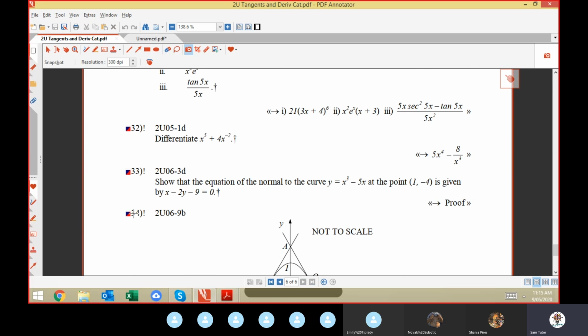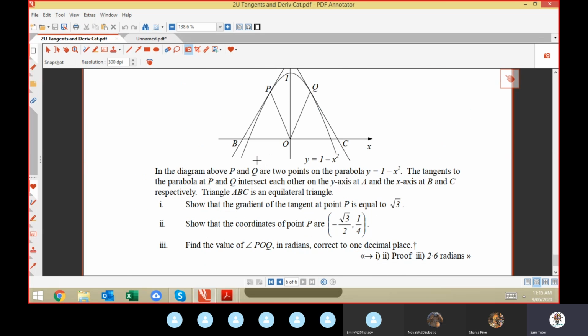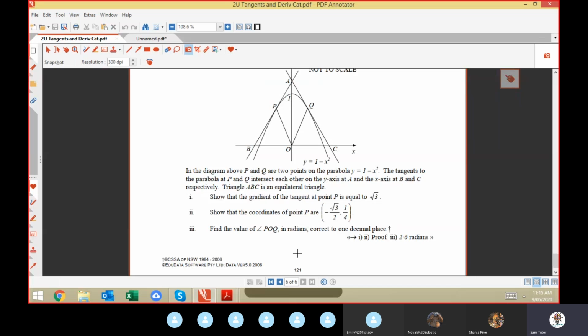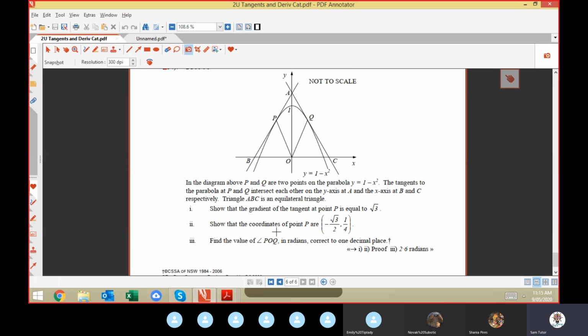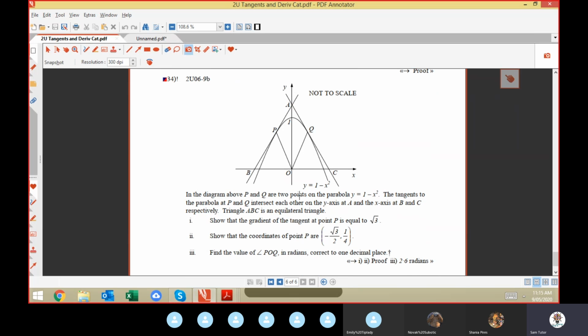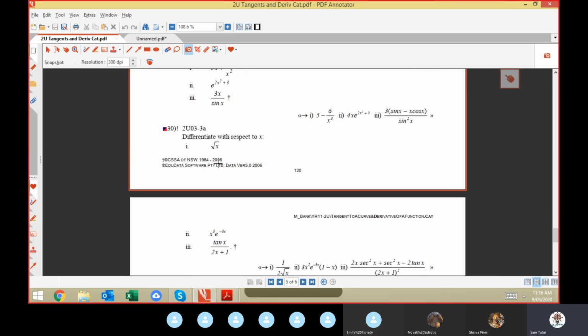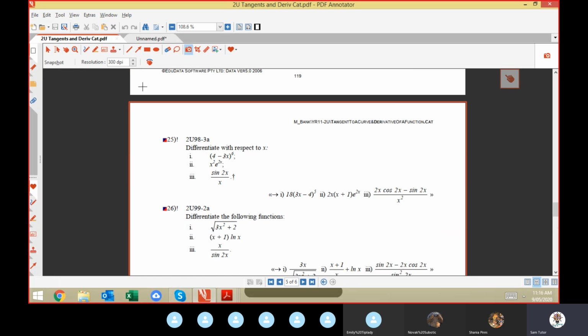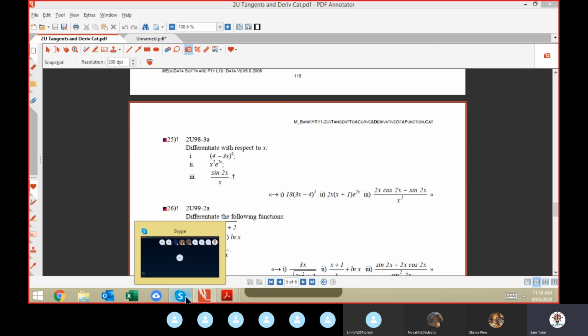The rest just looks like basic differentiation. Oh, this big one. Radians. Well, that's not part of our course just yet, but let me see if we can do the rest. Now maybe the 2 points in the parabola, the tangent of the parabola, P and Q intersect each other. No, done. All right, I'm happy with that.